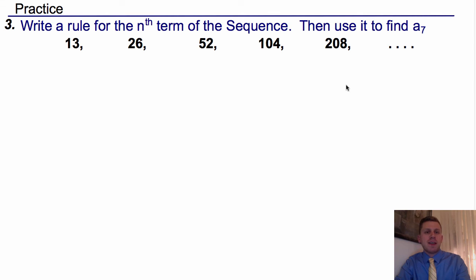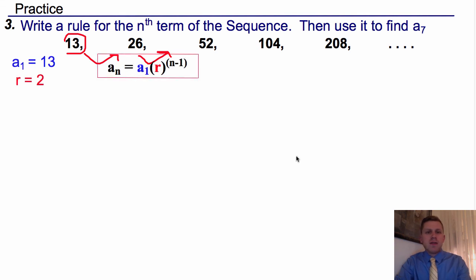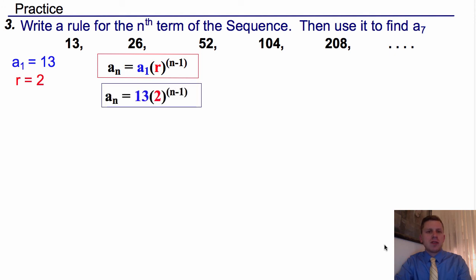Okay, let's see how you did. Here I should realize that the first term is 13, and I have a common ratio here of 2. Each term is being multiplied by 2. To find the formula, I'll just use this rule here for geometric sequences. Plug in the first term is 13, the common ratio is 2, and we know with geometric sequences, we're done. That's the rule. No need to distribute or combine like terms like we did for an arithmetic sequence.